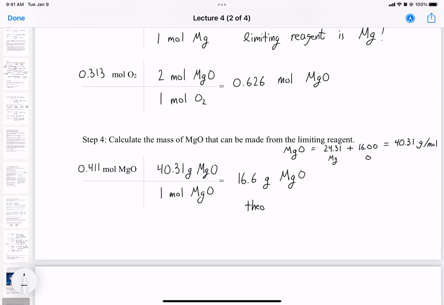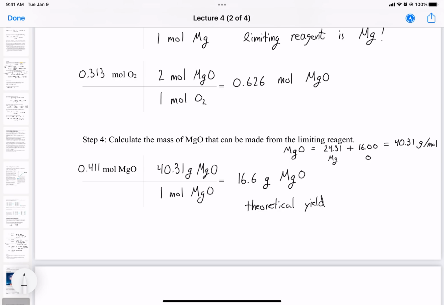So our theoretical yield is, I'll go over it in a minute. This is what we call the theoretical yield, the total amount of product that we can make in a reaction. Okay. Now, let's do something else here. Let's calculate the excess mass of leftover reagent to demonstrate that mass is conserved.